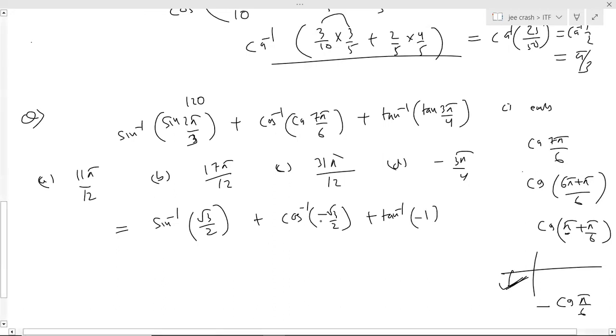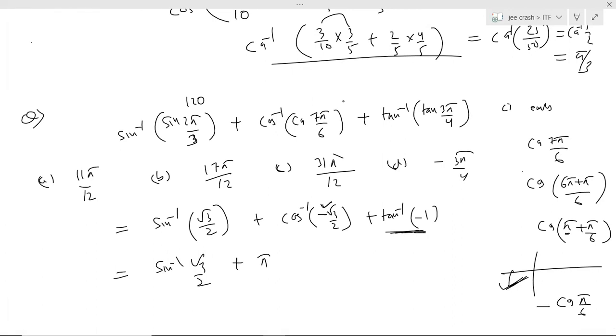Is it clear, everyone? Finding the values? Yes, sir. All right. Aditya, Krishna, Adriel? Yes, sir. Okay. Now again, we know the negative property of this. Negative will be outside. So this is sine inverse root 3 by 2. Whenever you have negative inside cos inverse, you can convert that as pi minus this, positive of this. And this is minus tan inverse 1.